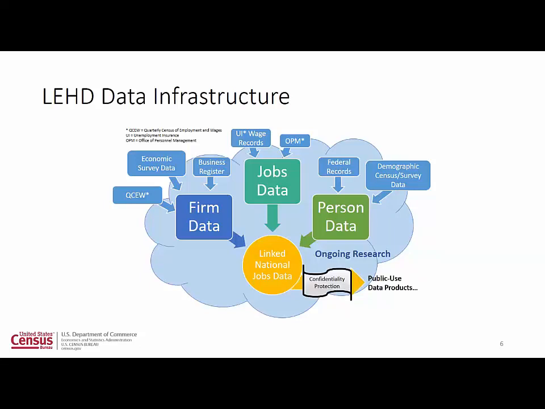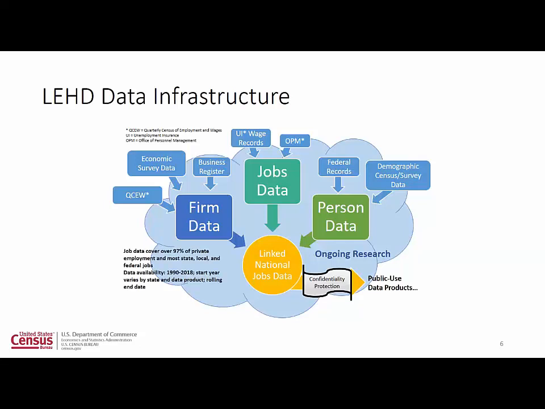We bring all of that together into a linked national jobs data set. So what we're really focused on here is jobs. We're looking to understand employment and jobs in the United States and produce data products out of that. In order to produce those data products, we employ cutting-edge confidentiality protection mechanisms. Once we have the linked national jobs data, we can't release it as is. It is confidential. And so we protect the confidentiality and through that produce public use data products.